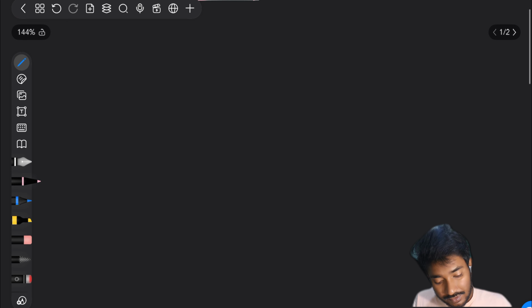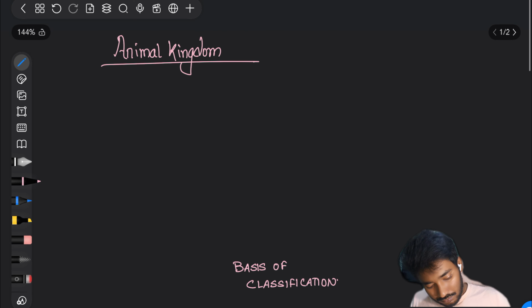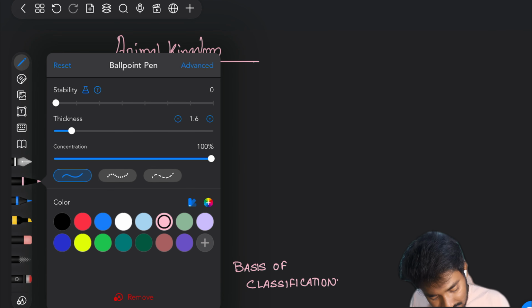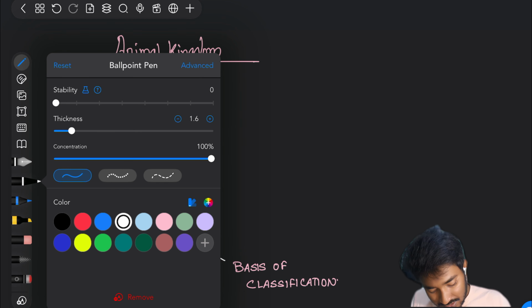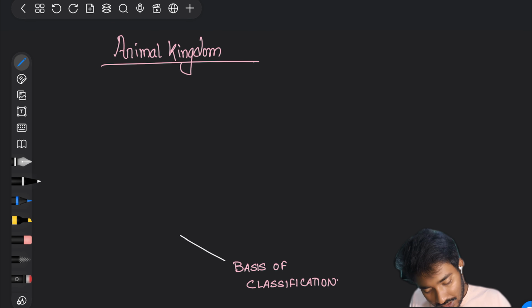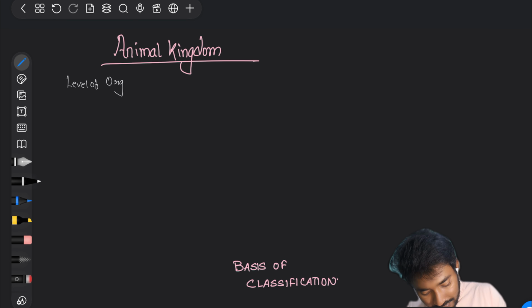In this topic, we'll first write the basis of classification. On this basis of classification, we'll proceed with the following features. So, on the basis of classification, we demonstrate it by a few structures. What are those? Levels of organization. First is the level of organization.